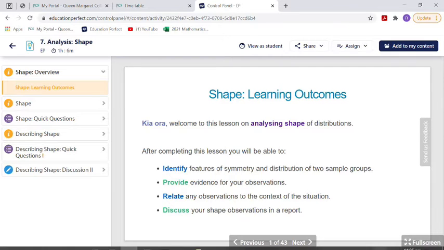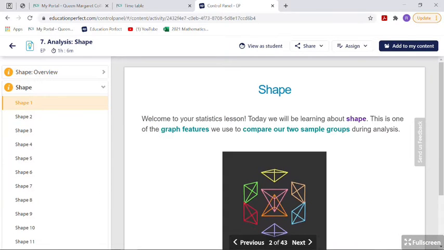Today, we're going to learn how to identify features of symmetry and distribution in sample groups, right? They're generally not going to be the same, so you need to be talking about each group separately. We're going to provide evidence for your observations. In other words, you need to make sure that you have numbers. You're going to relate it to the context of the situation. What does that mean for your data? And finally, you discuss your shape observations in a report. How do I write that up? All right. So let's begin.